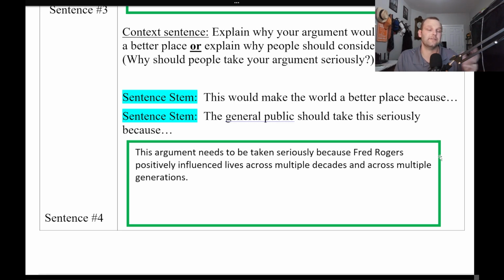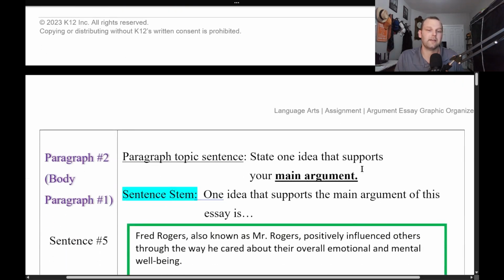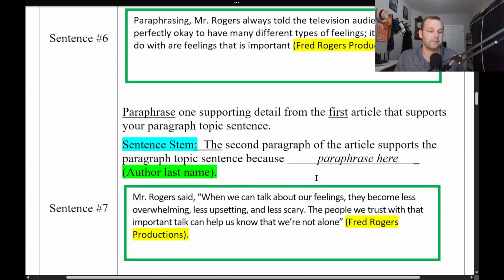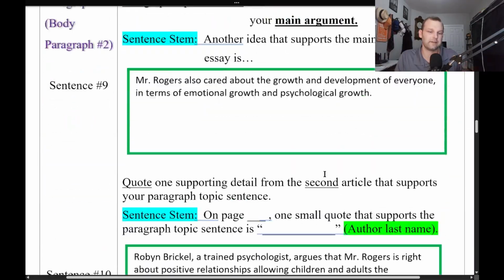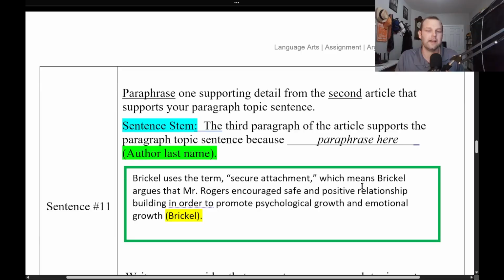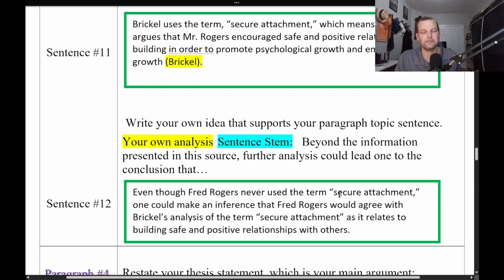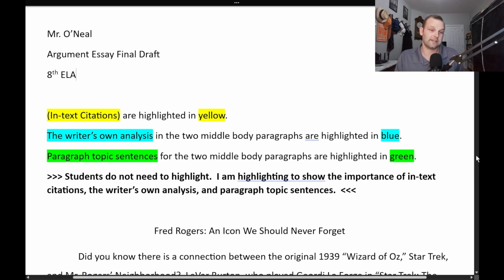And let's take a look at the full example essay, because as you can see, I completed all of my green boxes and I completed all of my sentences just the way I was supposed to. And I then copied and pasted all my sentences from my graphic organizer into a final draft, which looks just like this. So in my final draft, I highlighted my in-text citations in yellow, I wrote my own analysis in blue, and the paragraph topic sentences are in green.